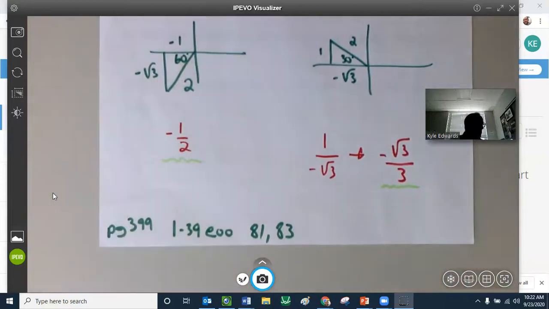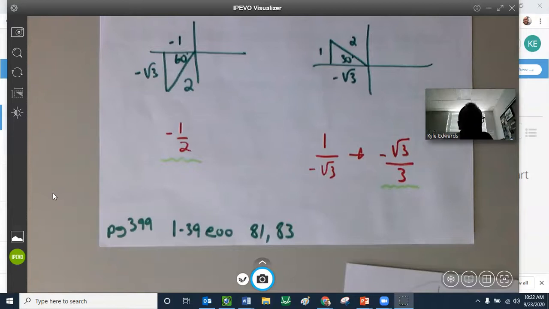Those are answers. Okay. Here's your next stamp, and the last stamp for this section before our test, page 399, 1 through 39, every other odd, 81 and 83. We will be testing on this stuff coming around the corner, so we'll start reviewing. But your stamps will all be due when we test. There should be 4 of them. They'll be worth 20 points worth of homework grades, so make sure you have all those stamps done and a stamp on them. And we are moving on.